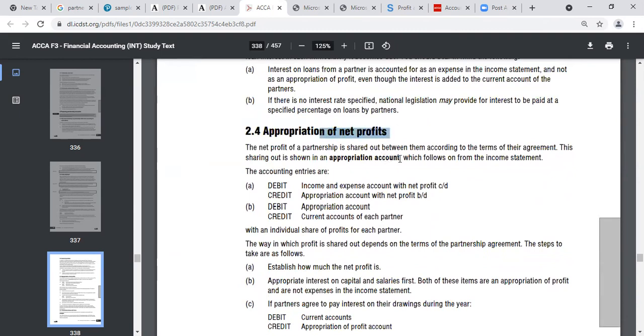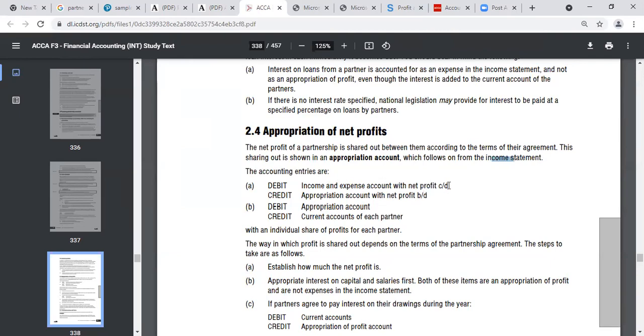Okay, and this brings us to one of the key terms called the appropriation account. So what happens with the appropriation account? We draw this immediately after we've drawn the income statement. Of course, in the appropriation account, we basically have two accounting entries, and one is around the income and expense account with the net profit carried down, as we move the profit we've gotten here to the appropriation account.